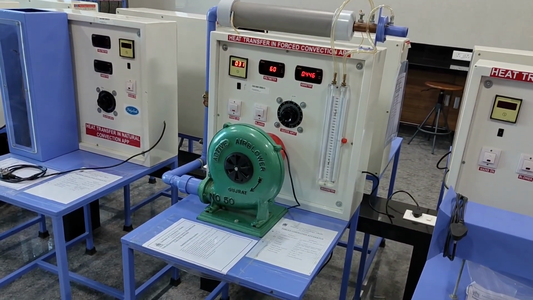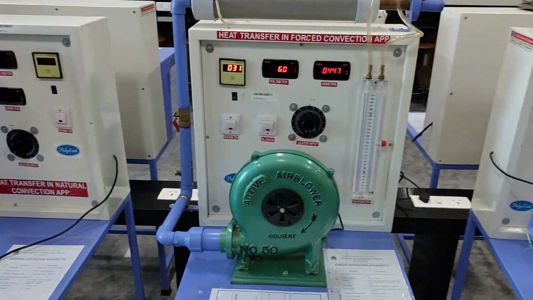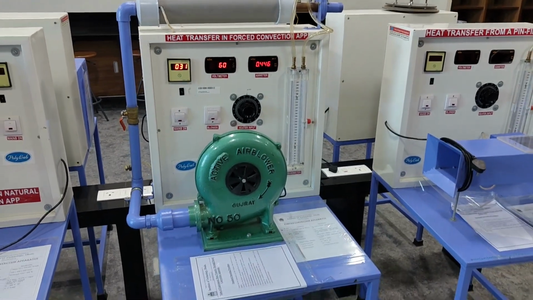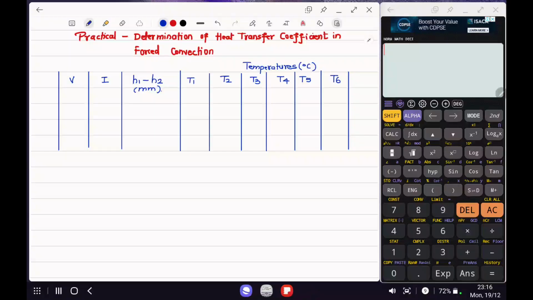Voltage is 60, current is approximately 0.447. So ultimately that product will give us the rate of heat transfer to the experimental setup. The next part will continue in the calculation mode.